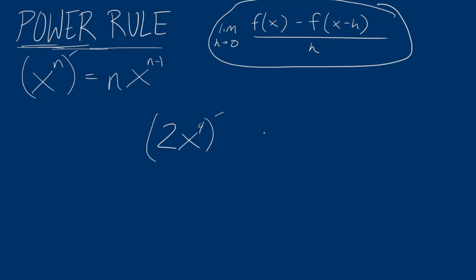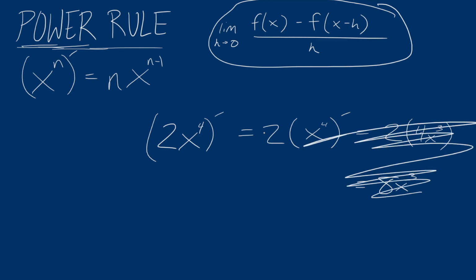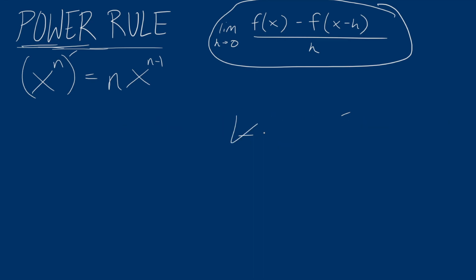So with constants like this, or scalars you could say, in front, you just set it outside of the derivative there. So then what this becomes is 2 times 4x cubed. And then you can multiply the 2 back in, you just get 8x to the power of 3. And then the second case is going to be when we have multiple of these in one function.